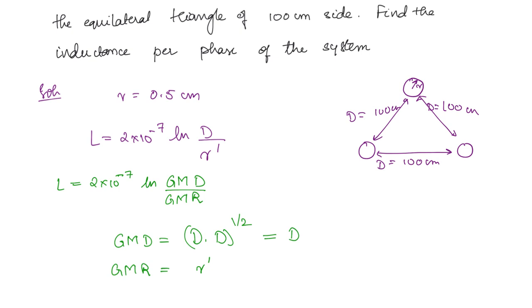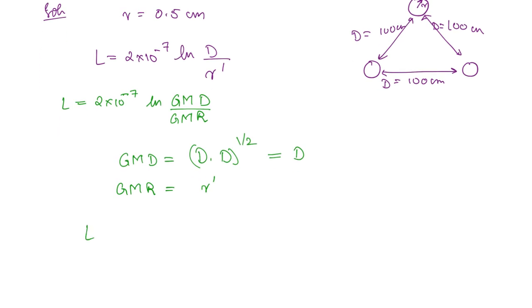So if you substitute these values, then you are going to get inductance is equal to 2 into 10 to the power minus 7 ln, you can take in centimeters, if both are in centimeters it is enough. So 100 by 0.7788 into 0.5. What is the unit here? Henry per meter, right? Per unit length.